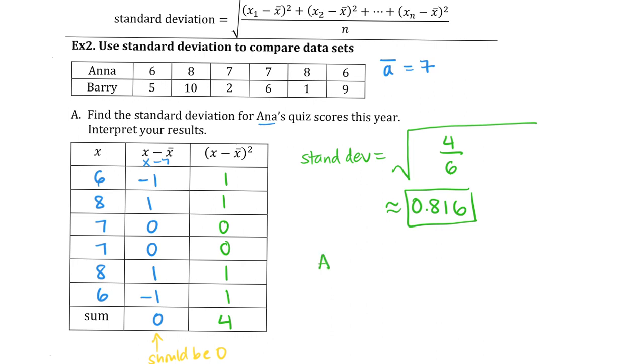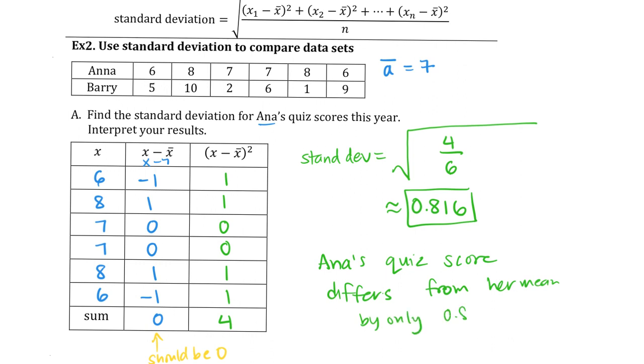So Anna's quiz score differs from her mean by only 0.816. Okay, and I say only because this is less than 1, and that means her average is a 7, and she's normally less than 1 away from 7, which looks right because she's like 7, 7, 8, 8, 6. She's pretty close to 7 all the time. She's quite close. Okay, now let's consider Barry.